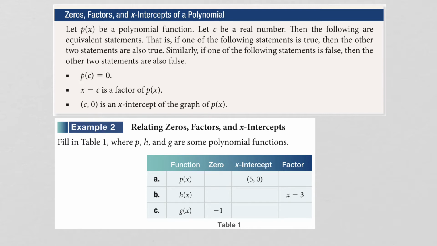So here are the statements. P of c is equal to 0. X minus c is a factor of p of x, and the point c, 0 is an x-intercept of the graph of p of x. So if you know that c is a 0 of the polynomial, that means that x minus c is a factor. We just talked about that in the previous problem. And that also coincides with c is an x-intercept of the graph. We talked about that in a previous section.